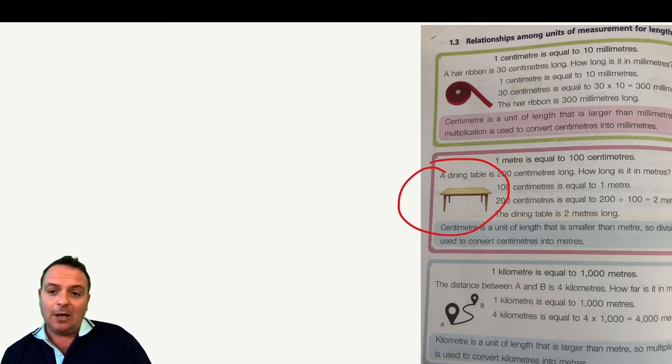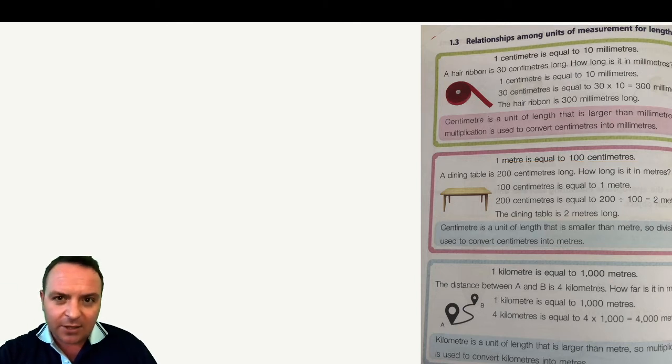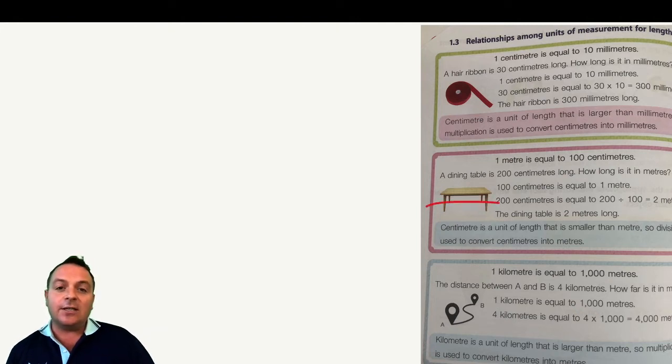Now, part 2, you can see here the table, the dining table. 1 meter is equal to 100 centimeters. So for 1 meter, we get 100 centimeters. The dining table is 200 centimeters long. So how long is that in meters? Now, this time, we're going to use division. We're going to divide, because the centimeter is smaller than the meter.